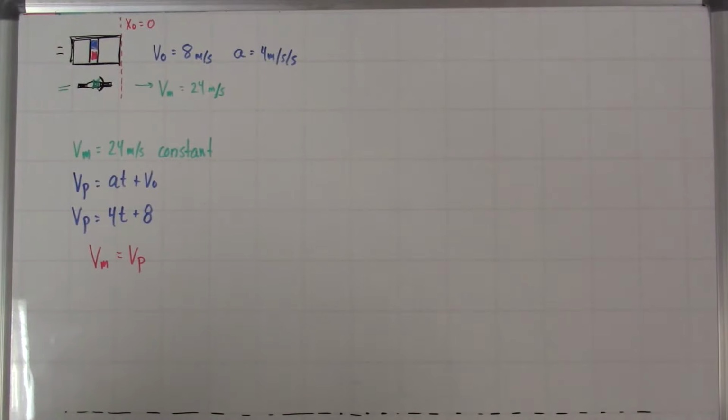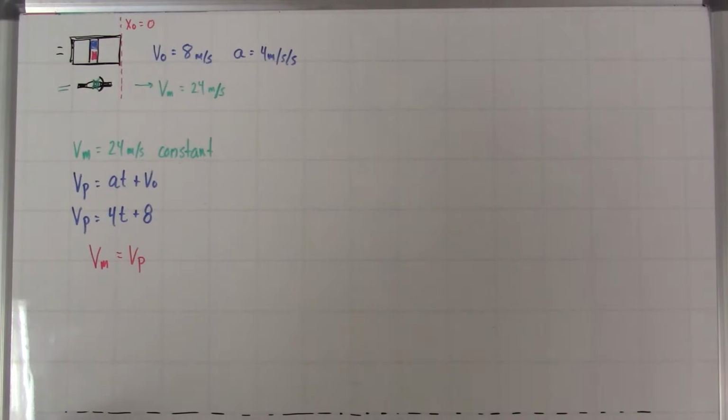Now, because these are both moving in the same direction, in this case, the velocity of the motorcycle and the velocity of the police car is the same as the speed of the motorcycle and the speed of the police car, because they never have opposite velocities. So we can use this as our condition.